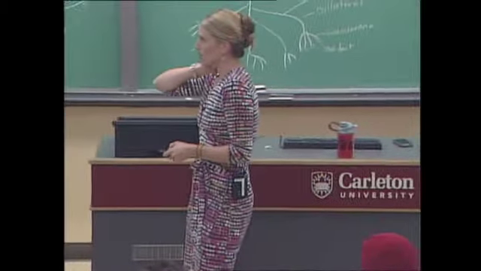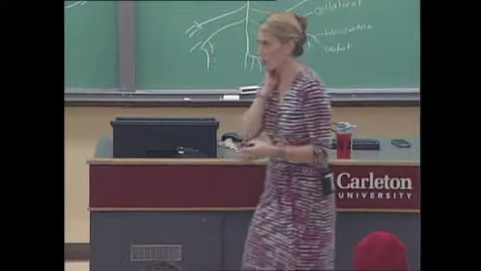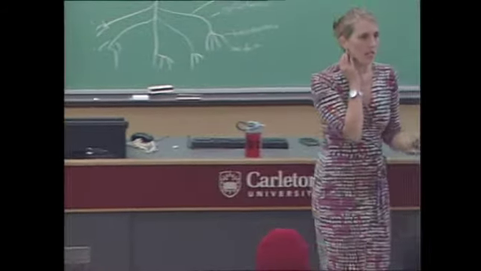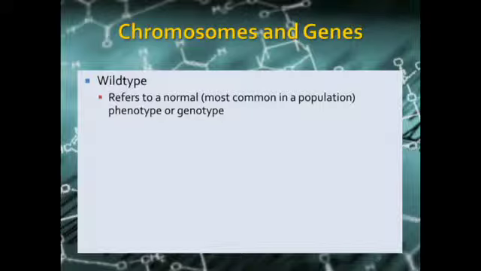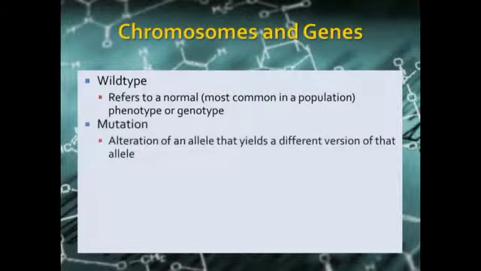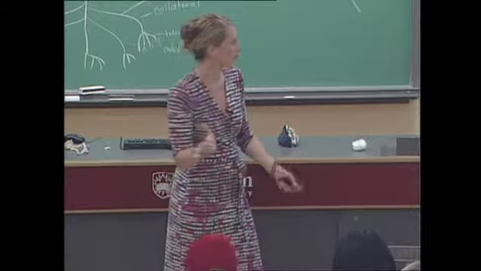So again, what I mean by dominant and recessive, so first of all, before I get to that, when we study genetics, often we use mouse models to look at genetic mutations. We often refer to the wild type or the mutated copy of the gene. So wild type refers to the normal phenotype or genotype. So wild type is the normal, the baseline. By contrast, the mutation is the gene that we've screwed around with, right? So this is the alteration of the allele that yields a different version of that allele. Okay, so we have the wild type or mutation.